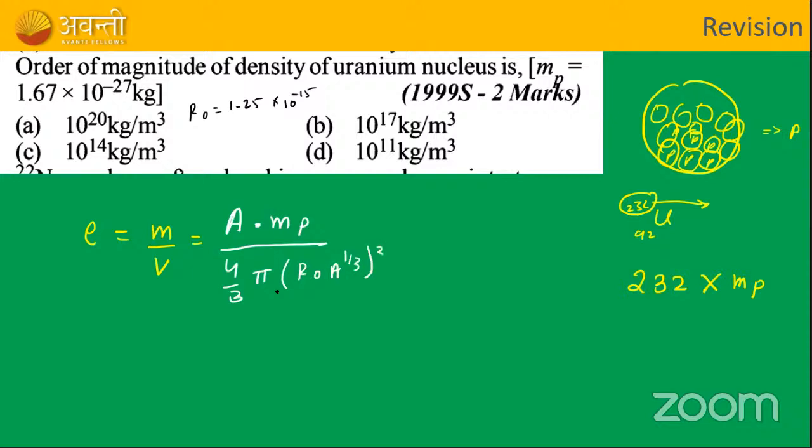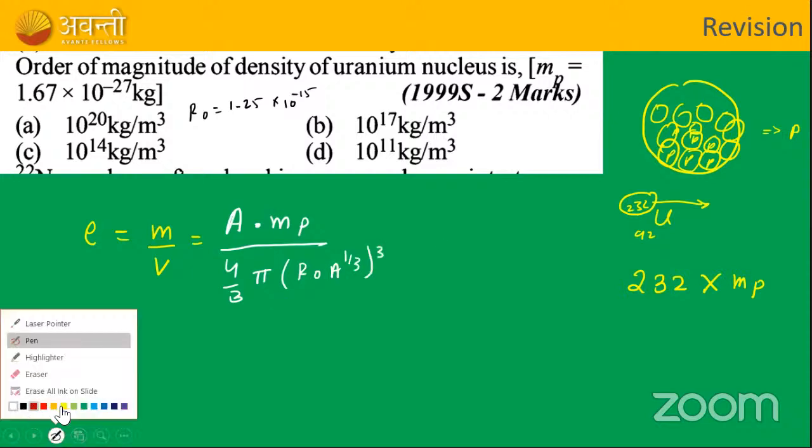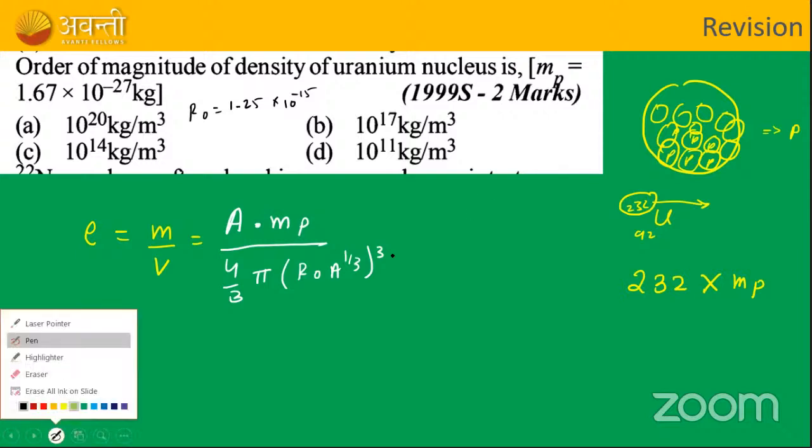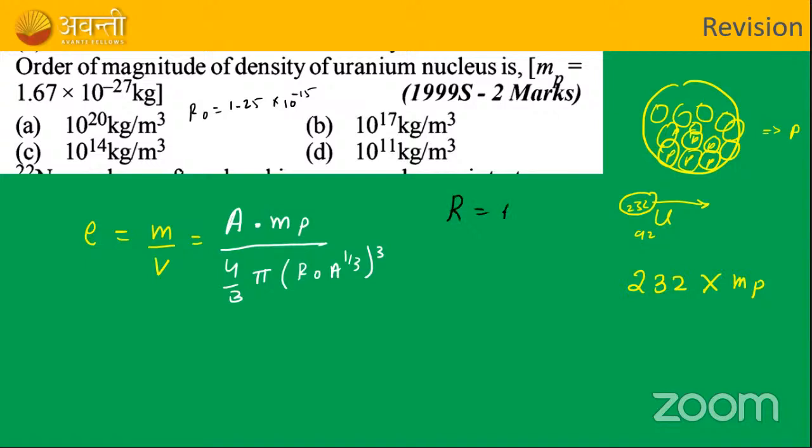So sir, why do I do it like this? It is because the radius of the nucleus is proportional to the cube root of the atomic mass number. Let me choose a different color. So after putting the cube here, the cube and the 1 by 3 get cancelled, it becomes 1. So A and A get cancelled out.